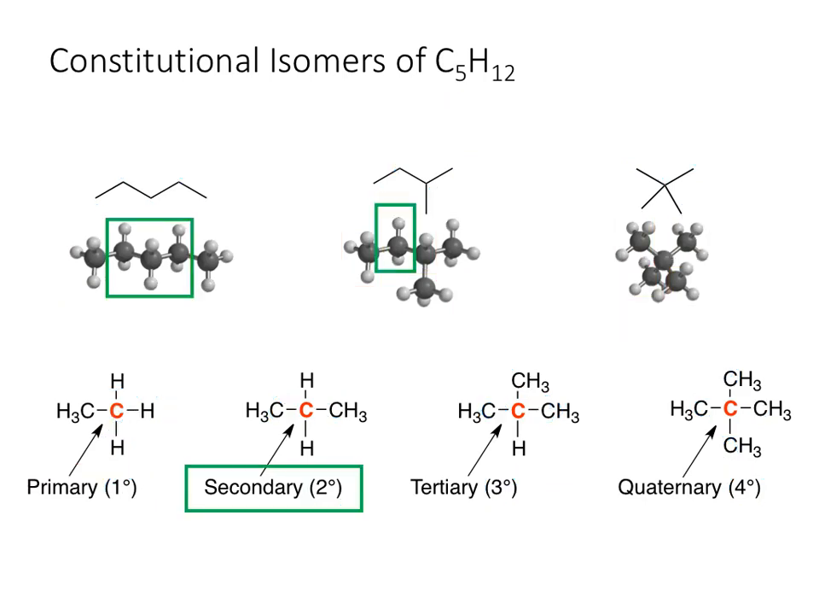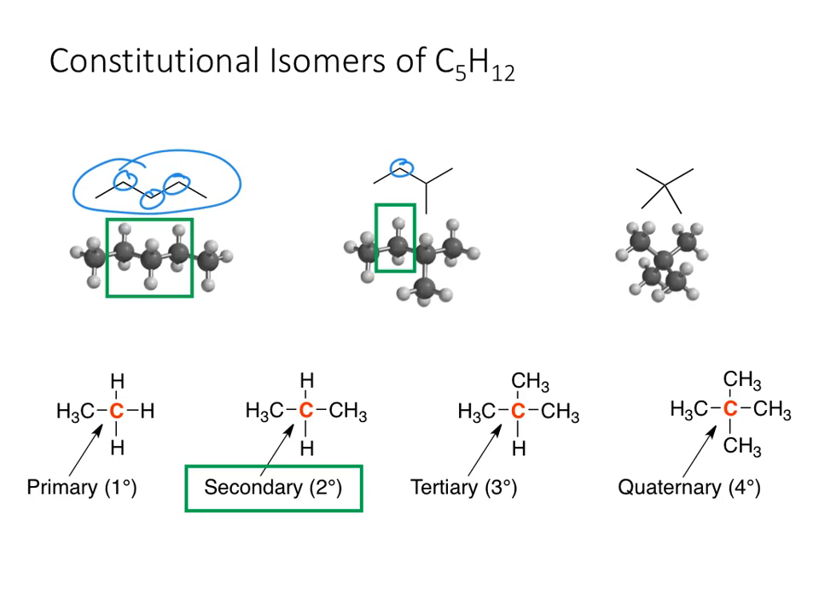Now what about their secondary carbons? So in this structure, which would also be called a straight chain alkane, because notice no carbon is connected to more than 2 carbons, 3 of the center carbons, these carbons, are secondary carbons. They're connected to 2 other carbons.